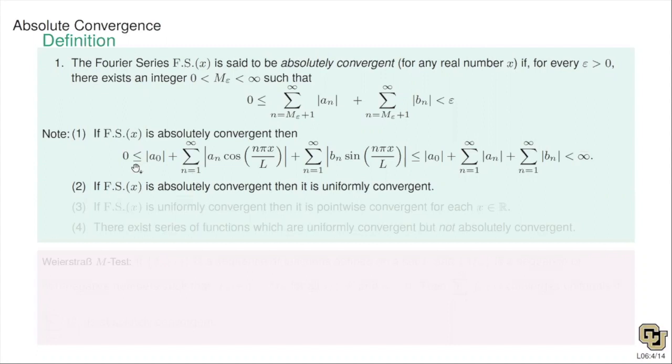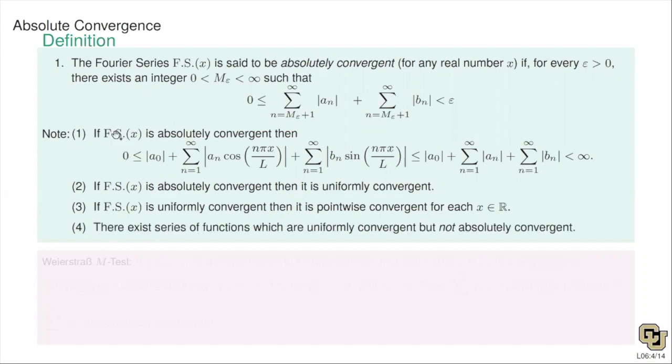So, okay, here's the hierarchy of convergence. Absolute convergence implies uniform convergence. Uniform convergence implies pointwise convergence. Okay, but going the other way is not true. Pointwise convergence does not imply uniform convergence. We have an example of that. And uniform convergence does not imply automatically absolute convergence.